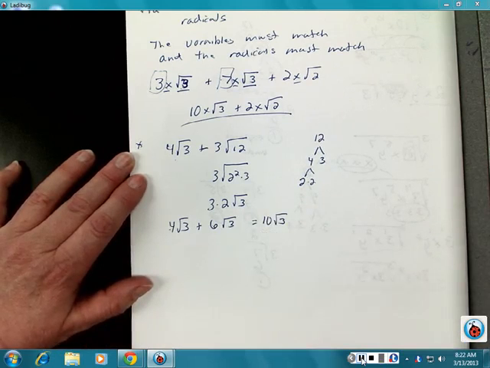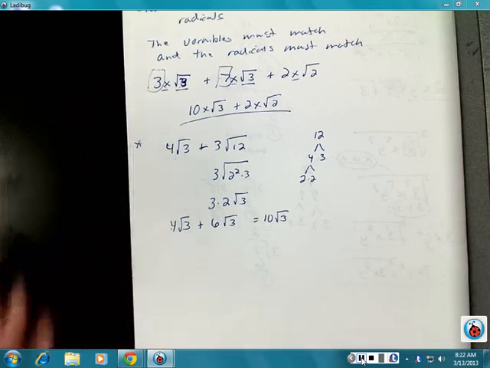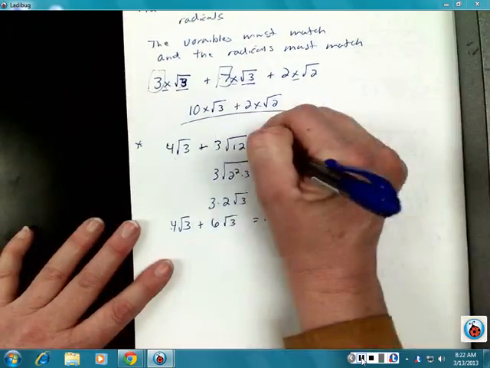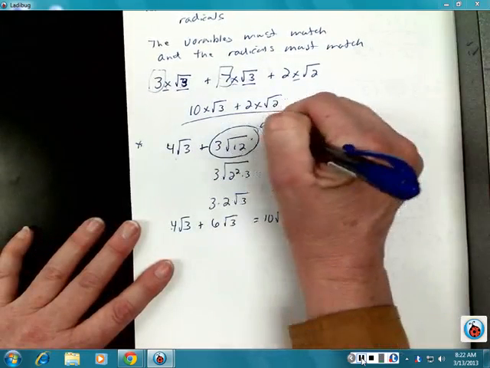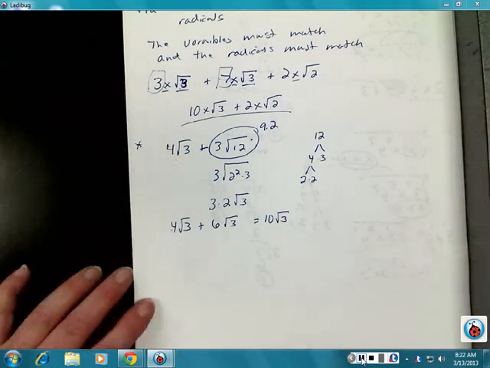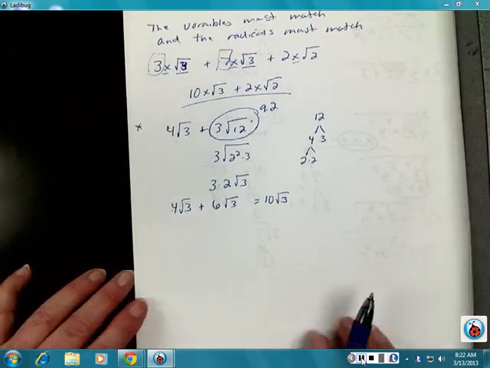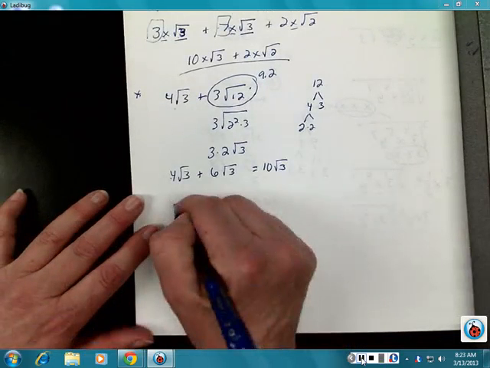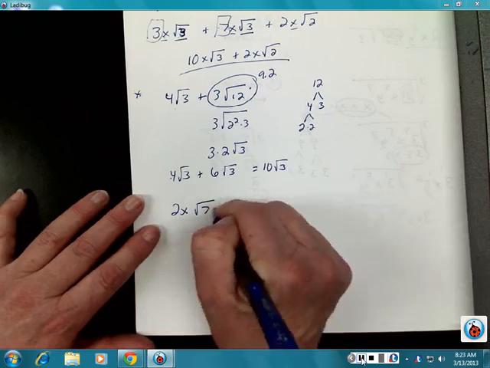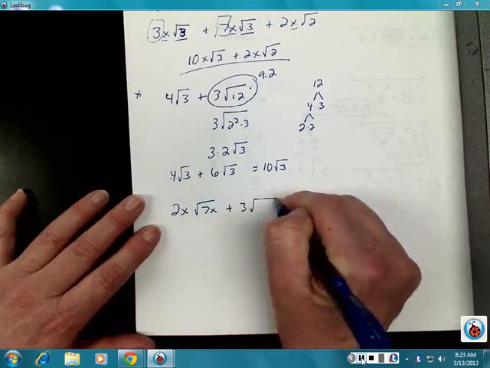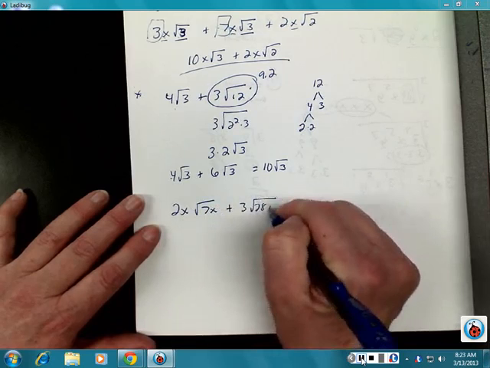Yes or no? You need the skills from 9.2 to do this stuff, because this piece right here is 9.2. You worked with 9.2 to break stuff apart, and so you got that piece in there to play your role. Now the other thing they might do with these is give you something like 2x the square root of 7x plus 3 the square root of 28x cubed.